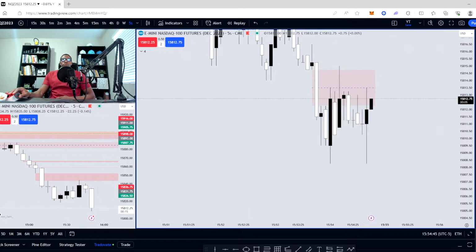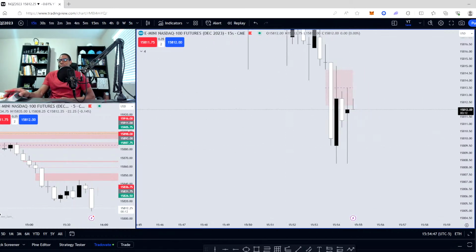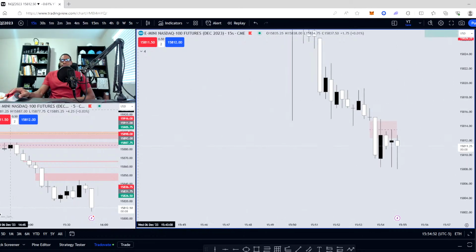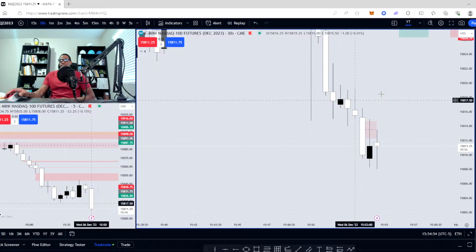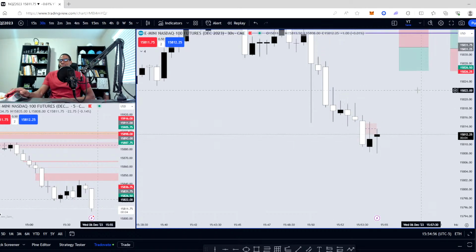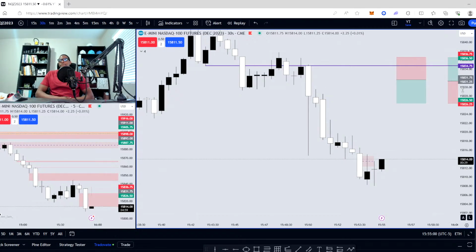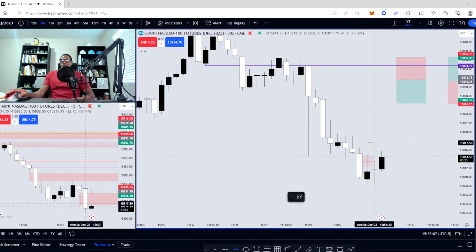Wow. Yeah, that's too much for me. I can hardly keep up. Even a 15 is pretty quick. I'll settle in on 30. The 30s just feel more natural to me. So you want to see a high swept before making lower lows. Got a high here.